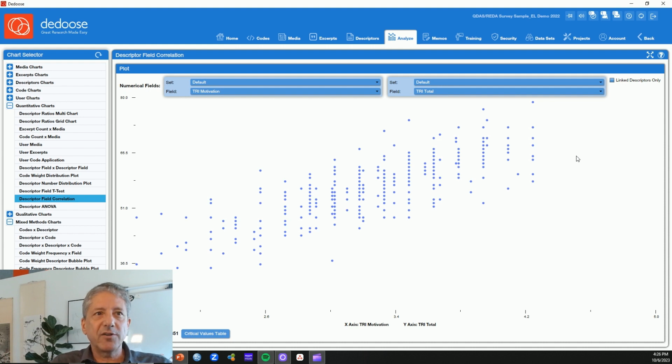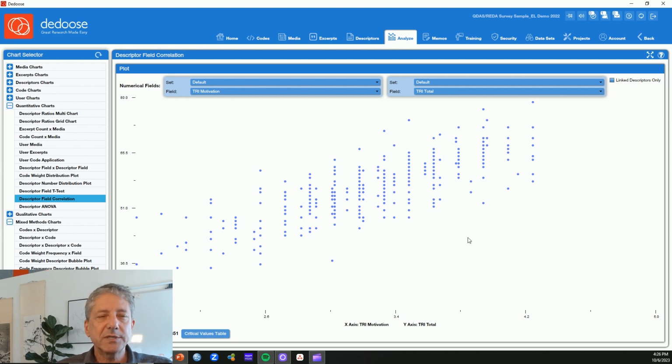the TRI, the technology readiness index scale, is there to assess people's amenability to adopting new technologies. One of the subscales is motivation. So we would fully expect that there'd be a relationship between people being more motivated as a sub part of the total score and the total score itself. And indeed, we see such a display.